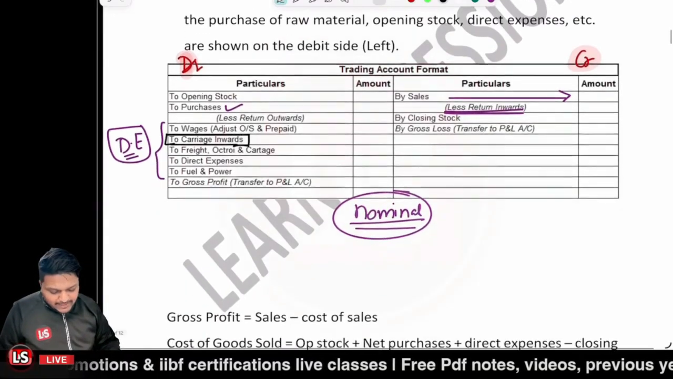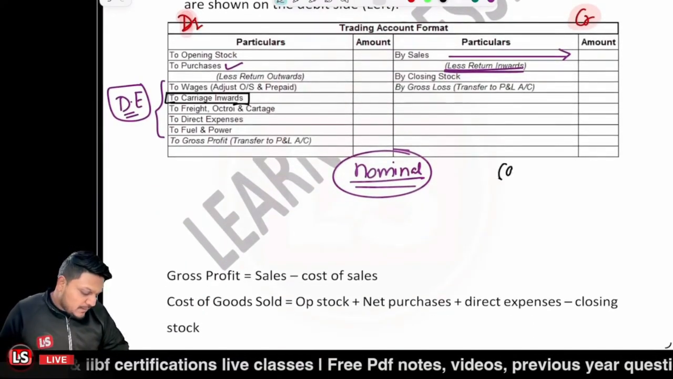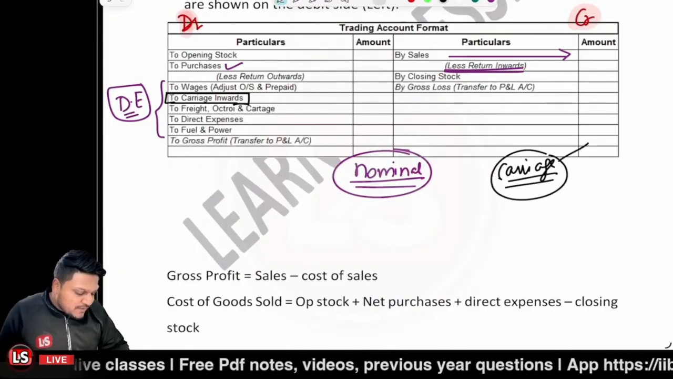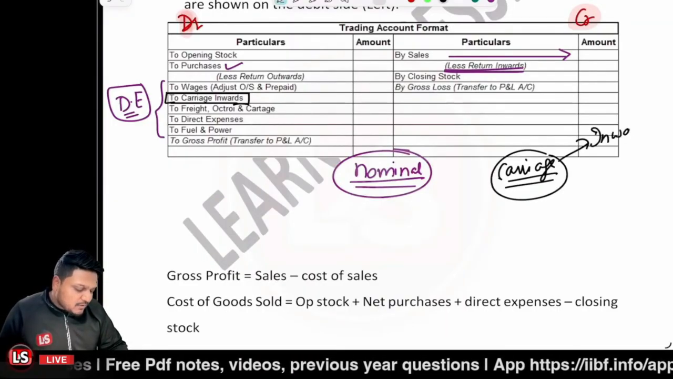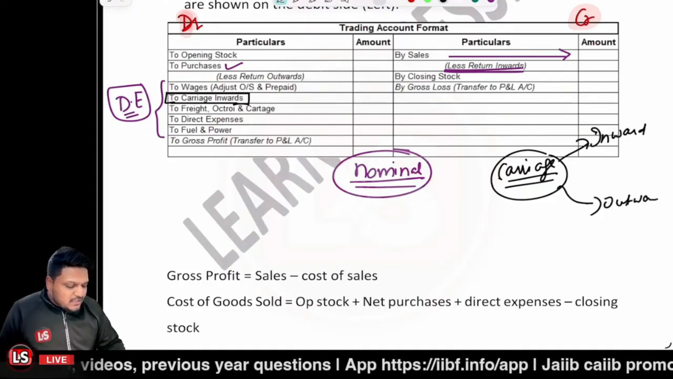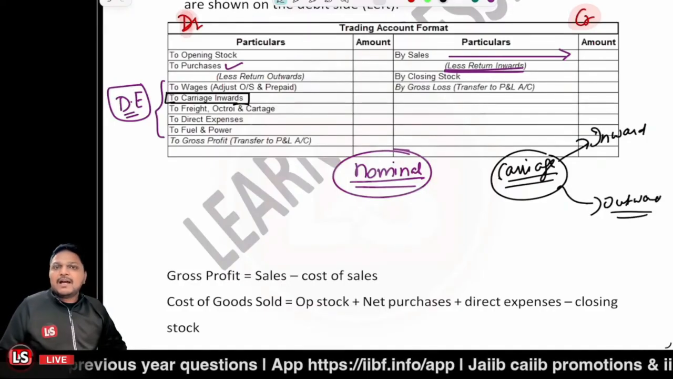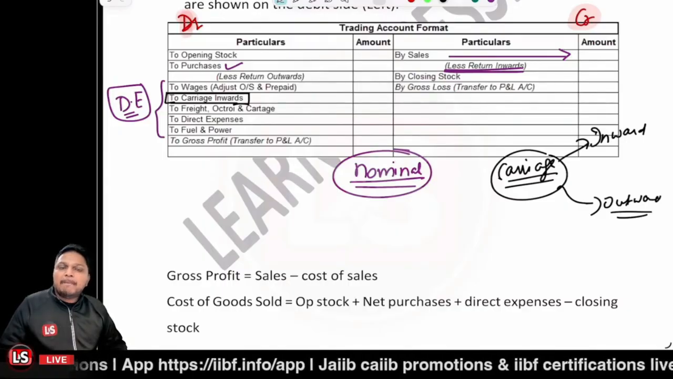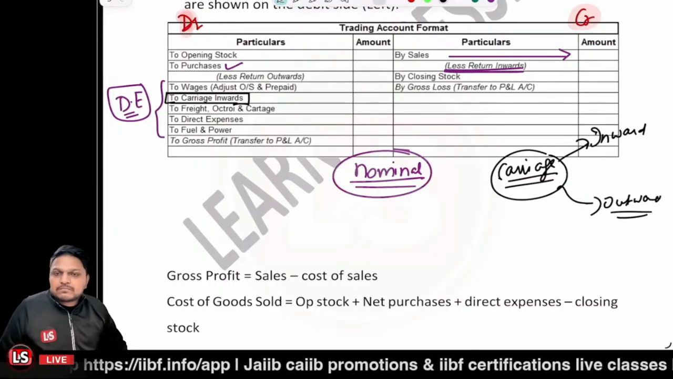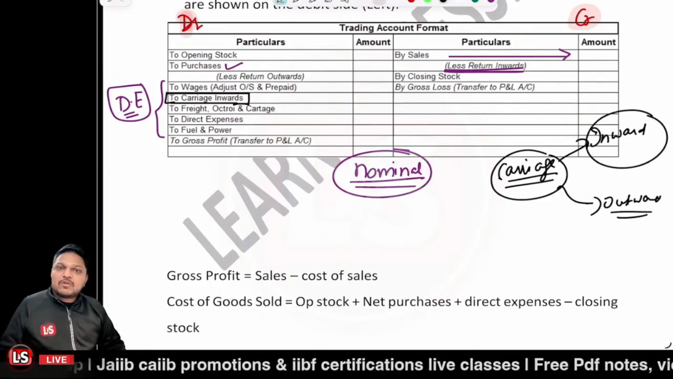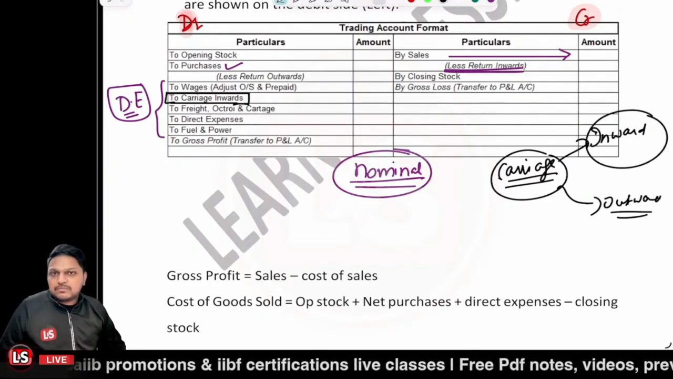It's a direct expense. Why? There are two types of carriage: carriage inward, or carriage outward. Carriage inward is when we ask our vendor to send the raw material to my manufacturing factory. That is carriage inward. It is a direct expense related to production, right?